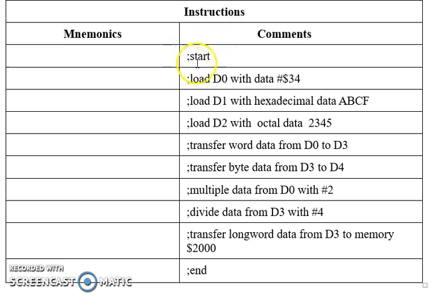Start. When we see the first comment, you should know the mnemonic for start is ORG, address 1000. As I always said, this is the default value, ORG 1000, for writing code for the assembly language. Alright, look at the second comment.